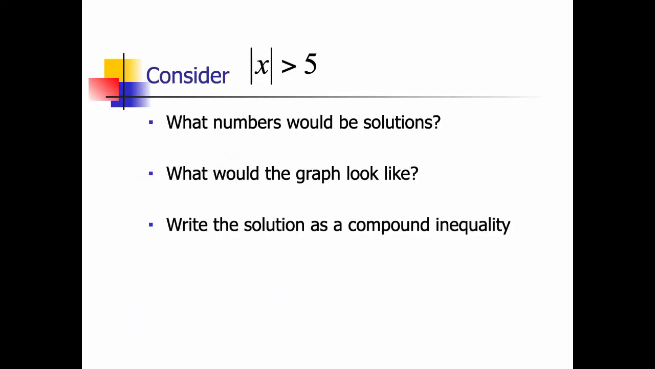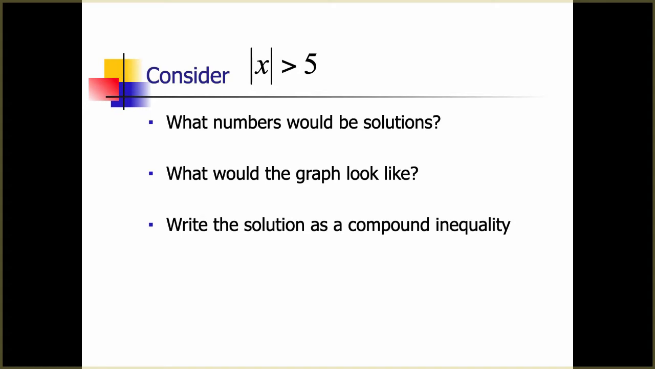Now we have to consider absolute value of x is greater than 5. And what numbers would be the solutions for this? Well, we want to have absolute values that are greater than 5. So we need numbers that are like 6 and 7 and going up. We also can have negative numbers like -6, -7. Because the absolute value of -6 is +6, which is greater than 5.